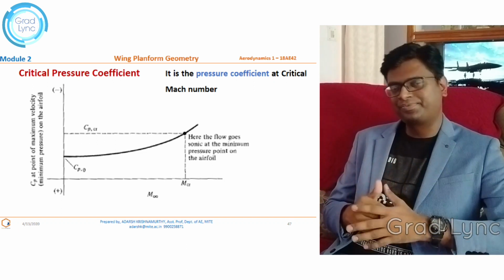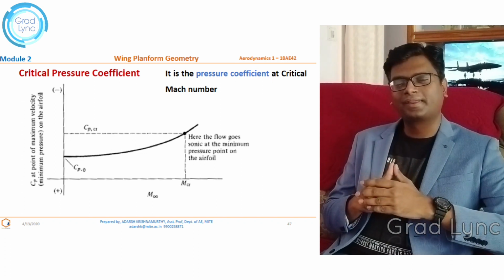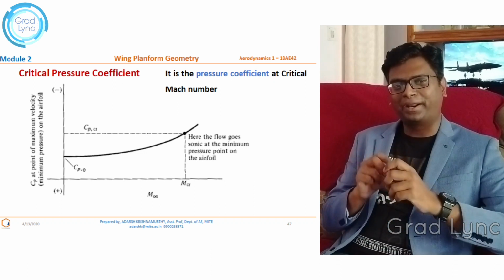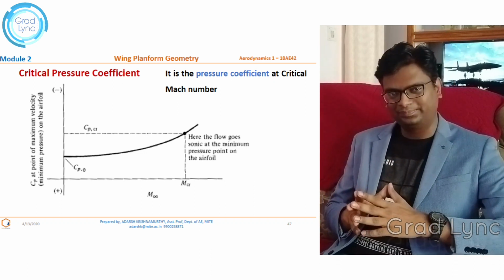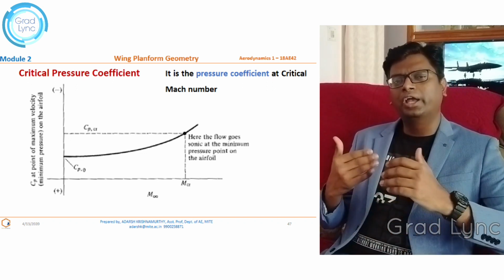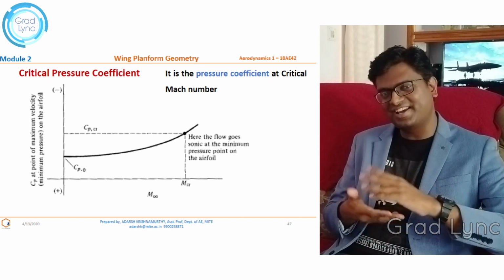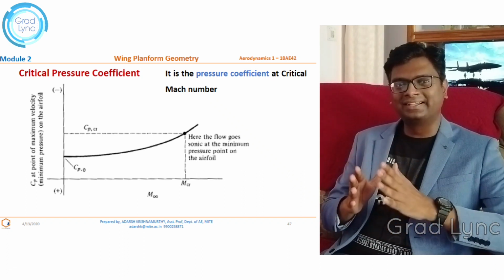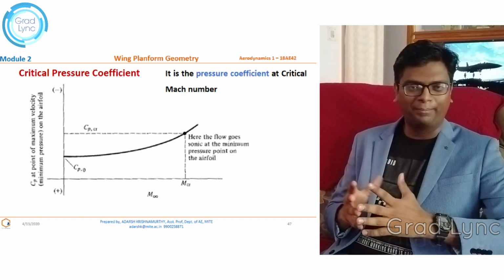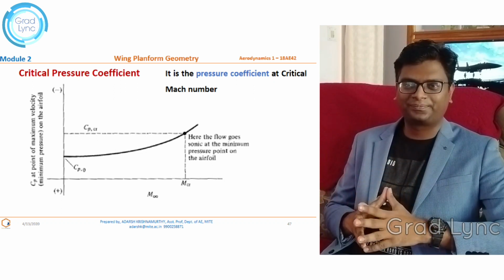In other words, the critical pressure coefficient is the point at which the local flow reaches sonic condition, or the pressure will be at its minimum on the surface of the airfoil, whether it is the upper or lower surface. In most cases, it is on the upper surface, because the lower surface we have designed in such a way that the acceleration will be minimum, or the change in velocity or pressure is minimum. So that is why it is most probably on the upper surface.